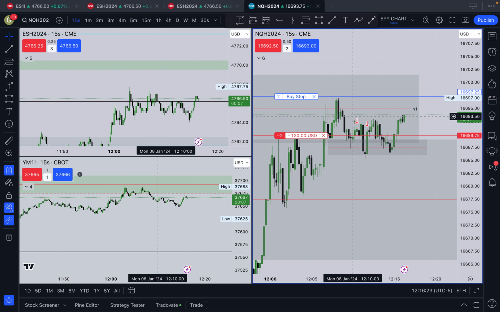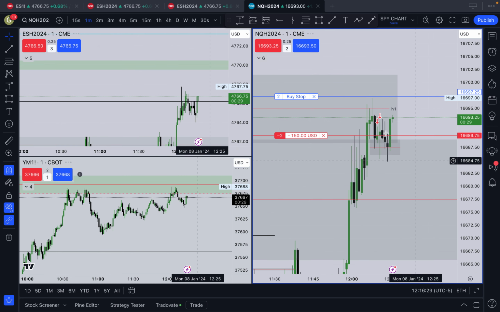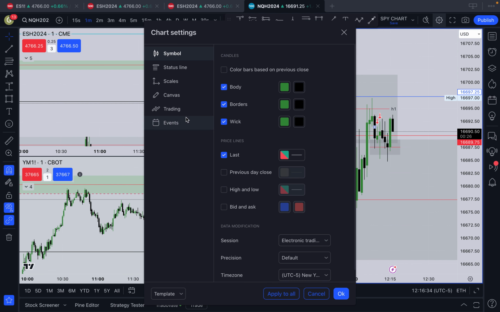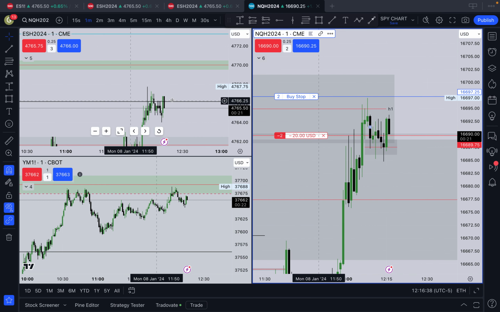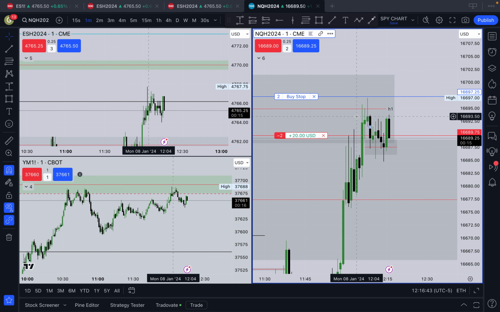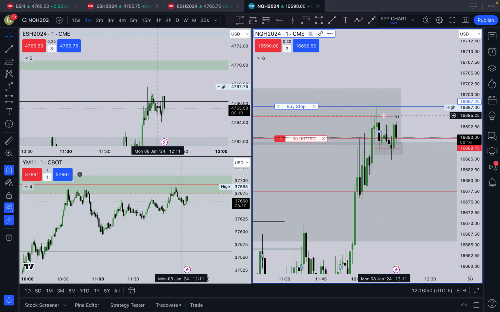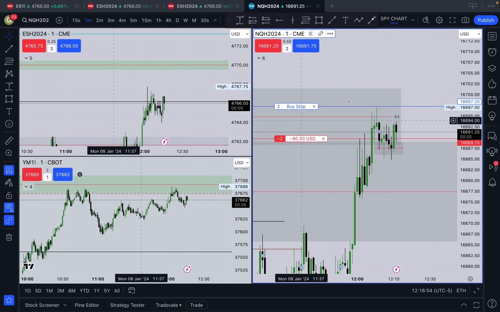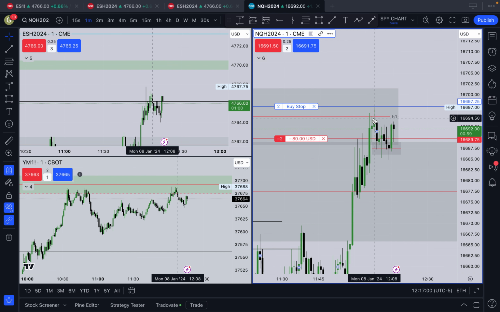Alright, so we took a short in here, added another in here. Basis of the trade, let me take these away. Basis of the trade is ES swept a 1 hour high, NQ with divergence on the higher time frame as well as the lower time frame here. So SMT from this high to this high.